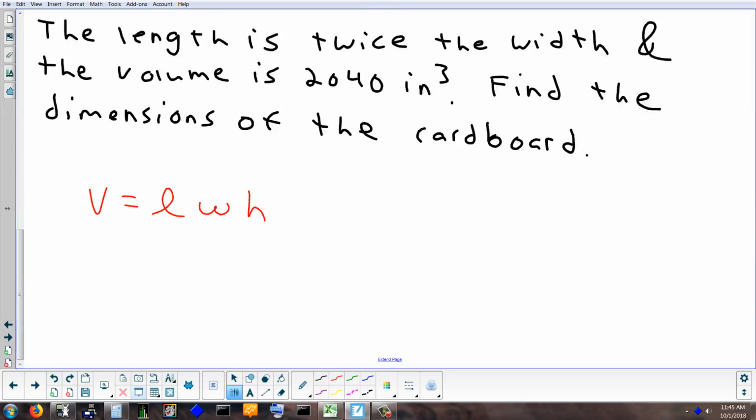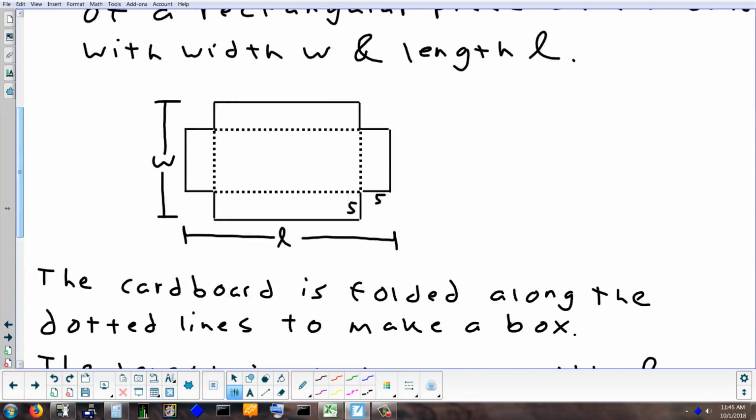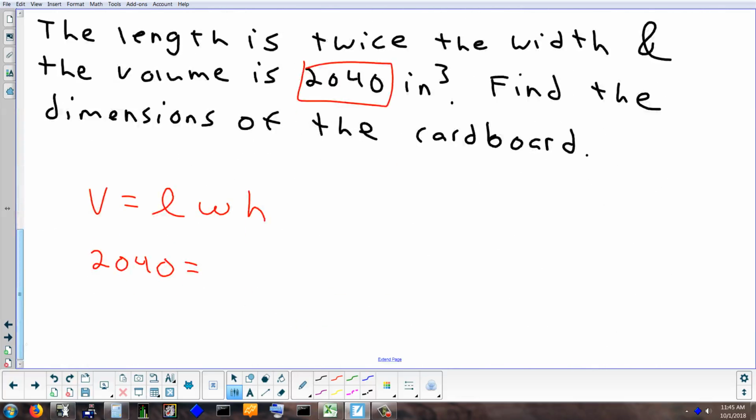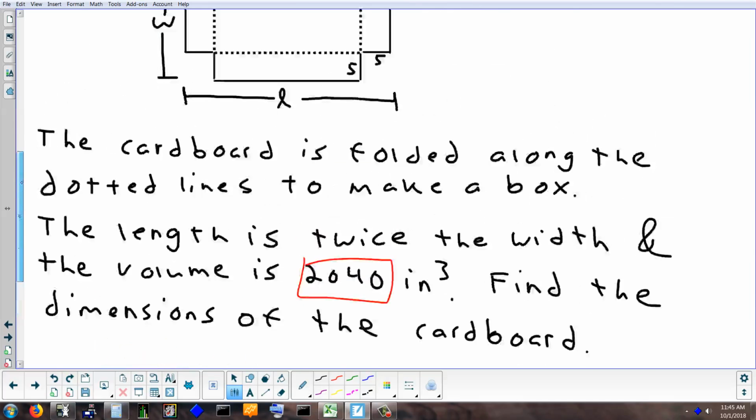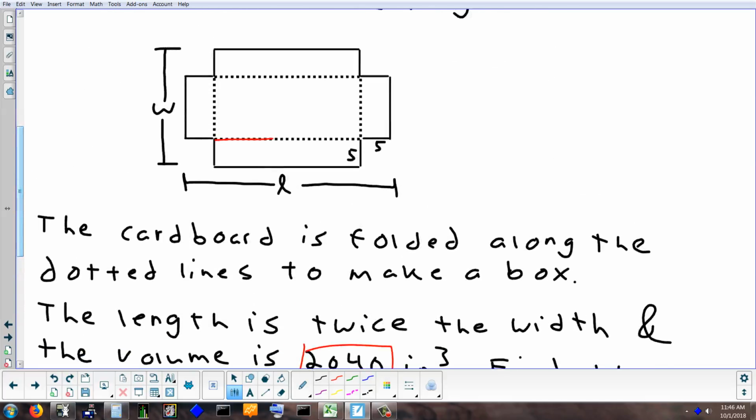Now I just need to figure out what's the length, what's the width, what's the height, what's the volume. So there's 4 things I need to plug in. Well, I already have the volume. Volume is 2040. The length. So remember, this formula is for the volume of the tray. It's not the volume of the piece of paper. That doesn't even make sense because the paper is flat. So the length of my tray is right there.